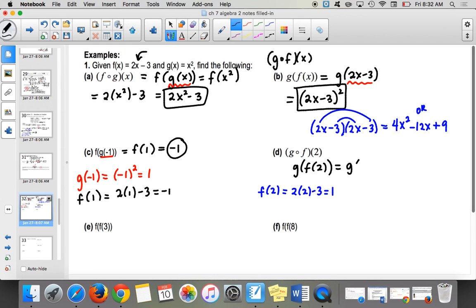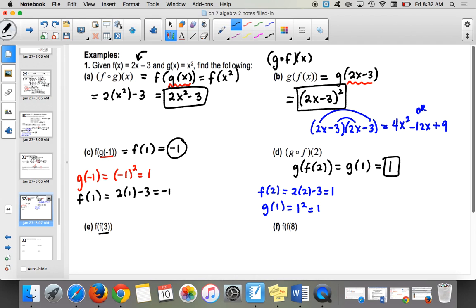So then we have g of 1. You can go off to the side and say, what's g of 1? Looking at my function, g of 1 is 1 squared, which would be 1. So that means that g of f of 2 is all equal to 1. Do you understand how this process works? Yeah. All right, f of 3.